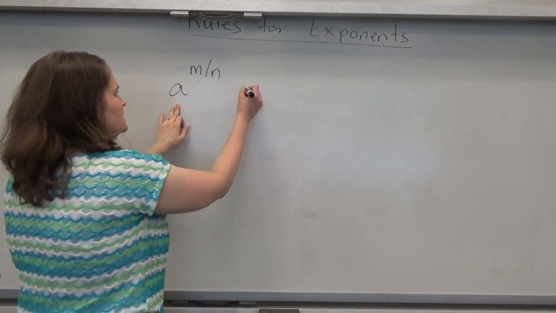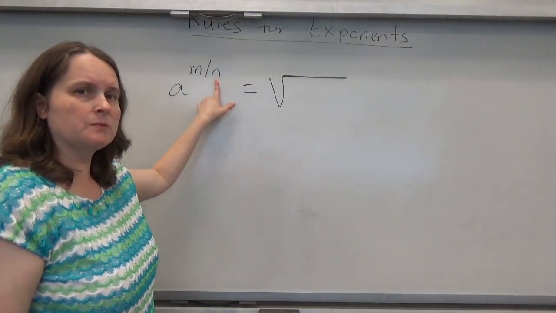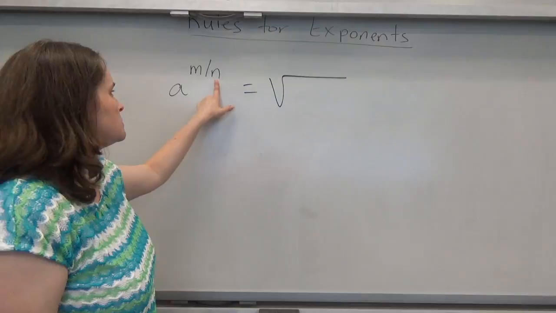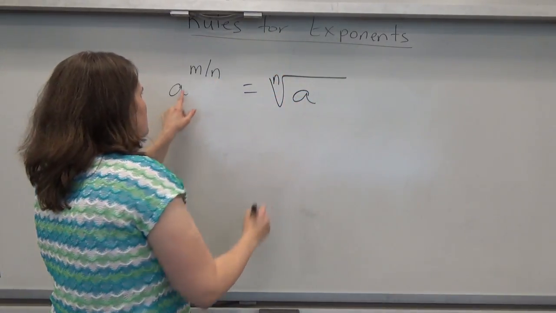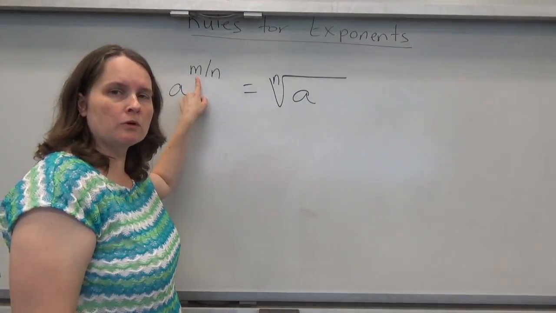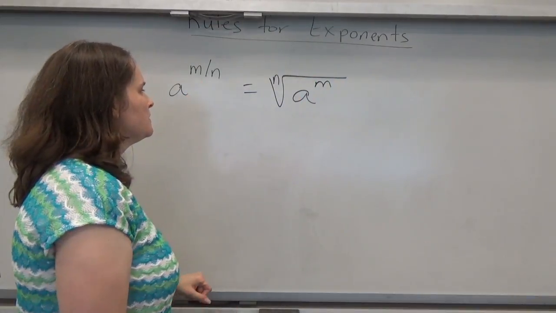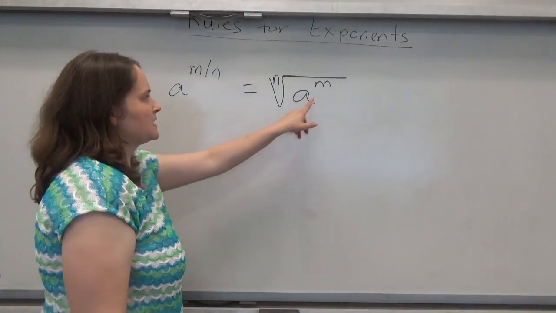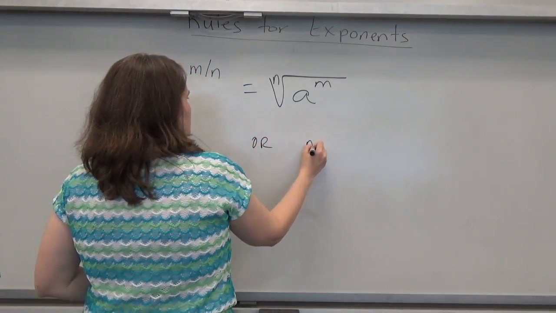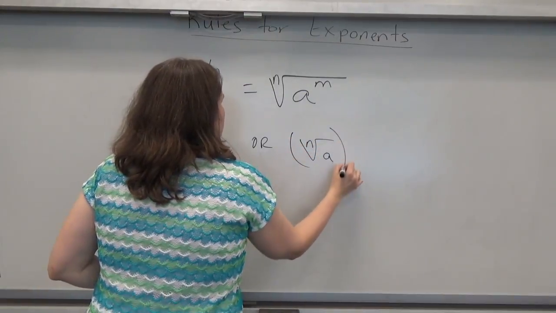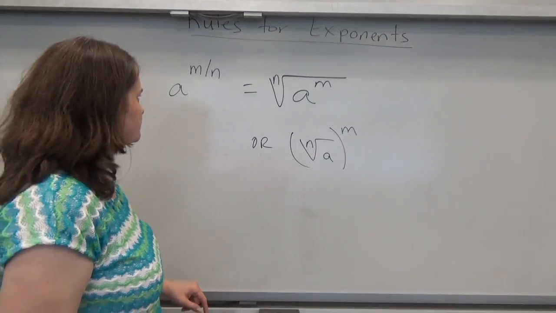The base will go inside my radical. The denominator that I see up here in this exponent is going to be what we call the index. So we're going to put the nth root of our base a, and then the numerator is going to be our new exponent, so a to the m power. Okay? This can also be written if you put the exponent on the outside of the radical. So you could say the nth root of a raised to the m power, like this. They're both correct. Sometimes one is more helpful than the other.